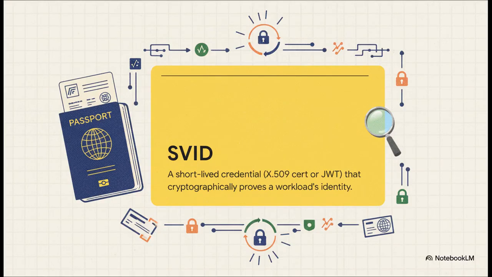And that brings us to the SVID, the SPIFFE Verifiable Identity Document. This is the actual passport itself. It's a cryptographically signed document that is, and this is key, very short-lived. It could be an X509 certificate for things like mutual TLS or a JWT for authenticating at the application layer. And because these things often rotate automatically, sometimes every hour, the security posture is just incredible. It dramatically shrinks the window of opportunity if a credential ever gets compromised.